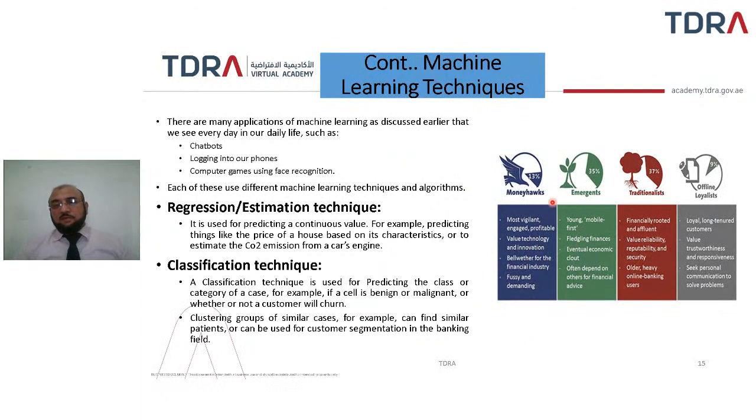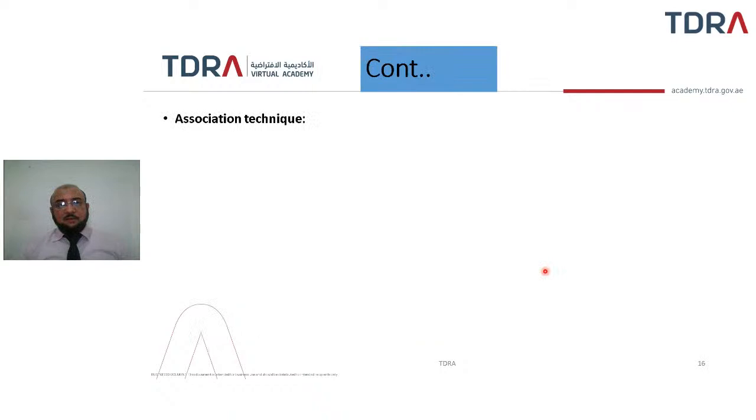Here, for example, there are different categories of customer which were analyzed by the machine learning, like money hawks, emergents, traditionalists, offline loyalists.